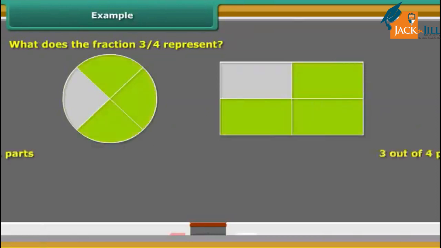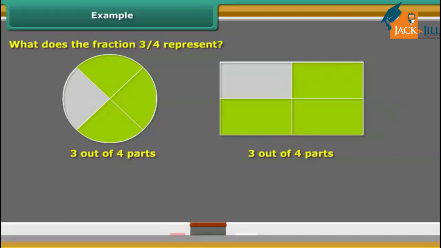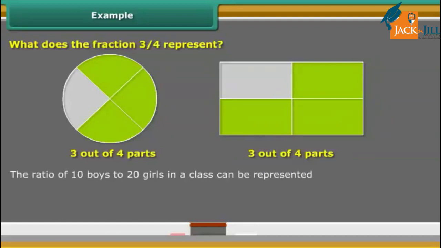What does the fraction 3 upon 4 represent? It represents 3 out of 4 parts. The shaded part of each figure below represents 3 upon 4 of the entire figure. The ratio of 10 boys to 20 girls in a class can be represented by fraction 2 upon 3.